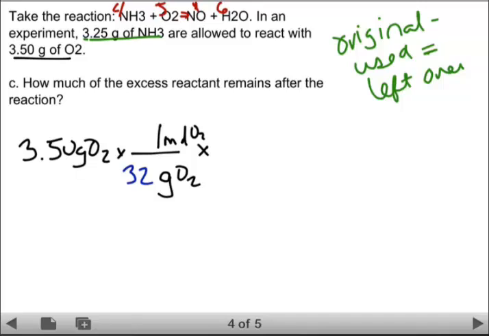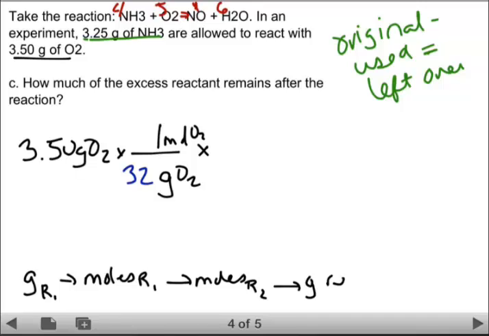Okay, so that gives us moles of O2. So what we're planning here is to go from grams of reactant 1, to moles of reactant 1, to moles of reactant 2, to grams of reactant 2. And that will be the grams that are used in this process. Okay, so far we've done this. Now we're moving on to moles of reactant 2.